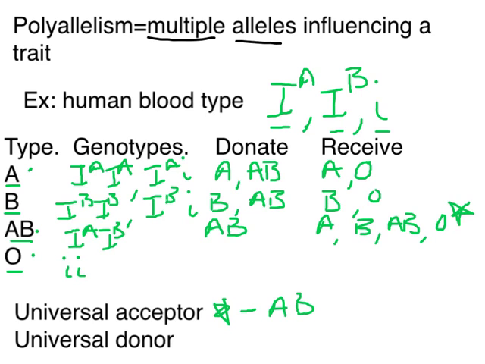If you are type O, you can donate, notice, to A, AB, B, or O, but you can only receive from somebody who's type O, because if you receive blood that has any protein markers on it at all, then you're going to have an upset immune system. All right, so you are the universal donor. Now, this is important for blood donation purposes so that you don't upset somebody's immune system.